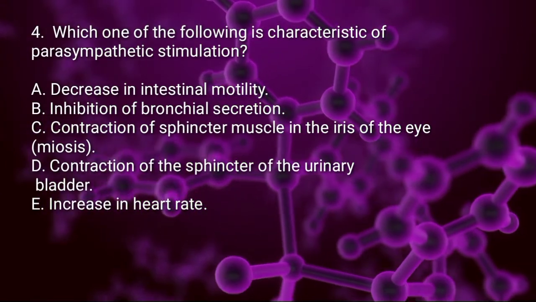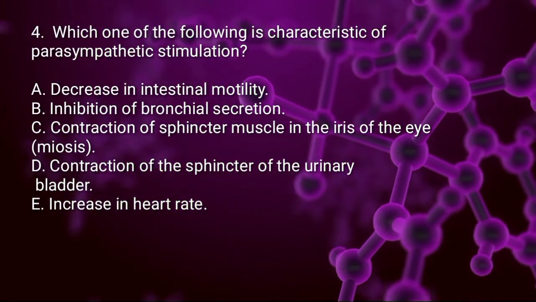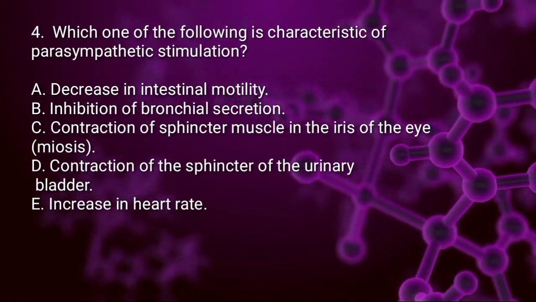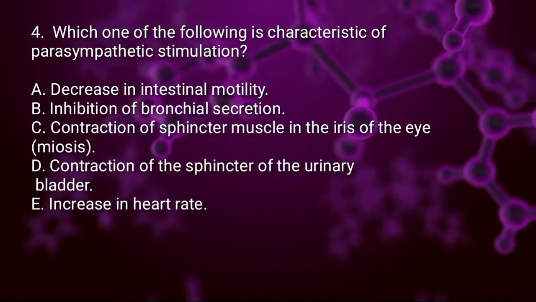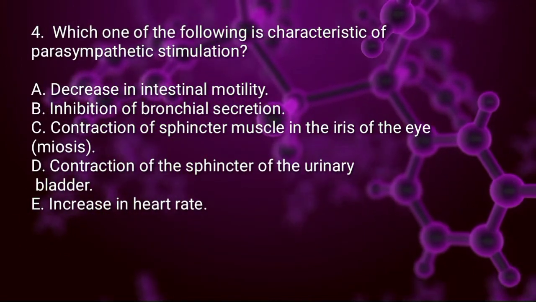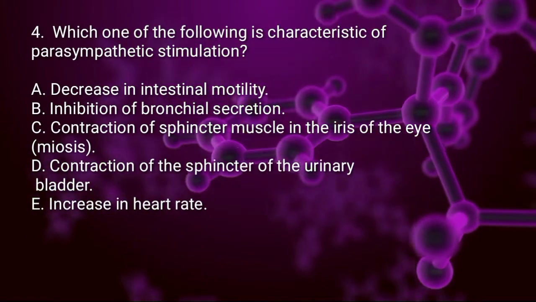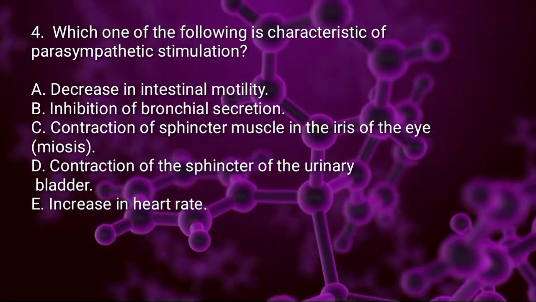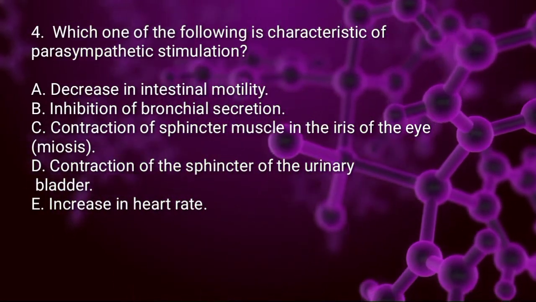Question number 4. Which one of the following is characteristic of parasympathetic stimulation? A. Decrease in intestinal motility. B. Inhibition of bronchial secretion. C. Contraction of sphincter muscle in the iris of the eye, or meiosis. D. Contraction of the sphincter of the urinary bladder. E. Increase in heart rate.